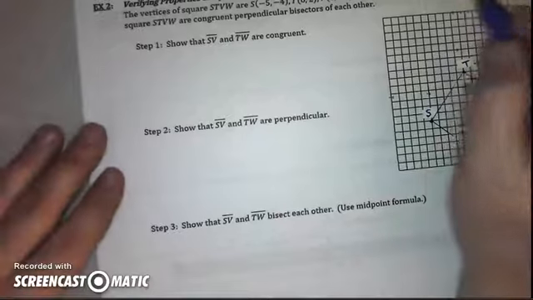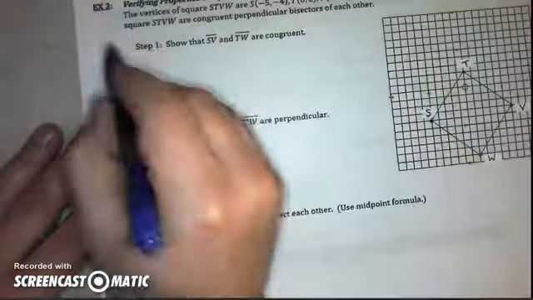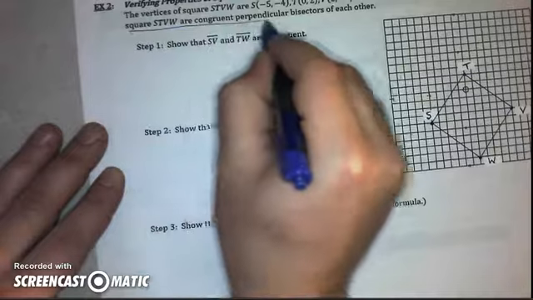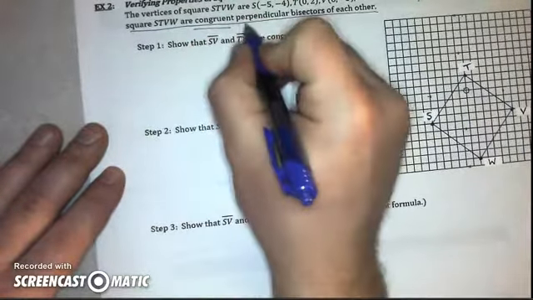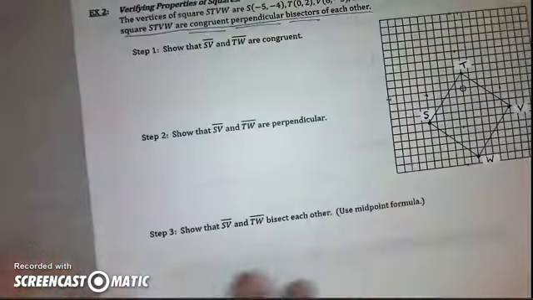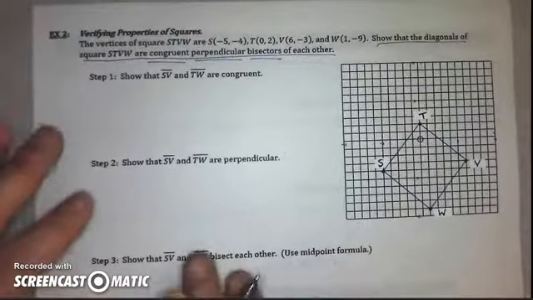We're going to show that the diagonals of a square are congruent perpendicular bisectors of each other. So there's three main things: congruent, perpendicular, bisectors. And here's what these three things tell you.